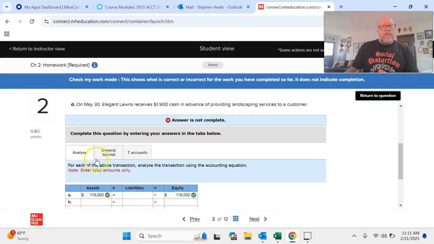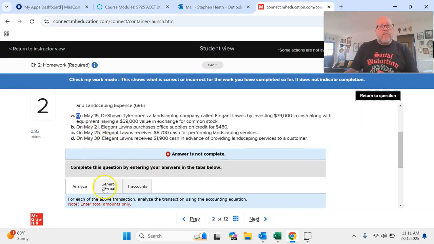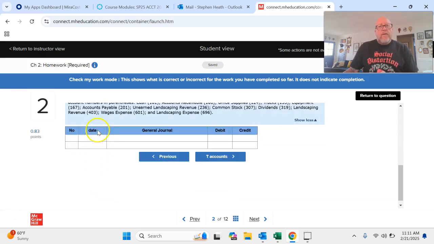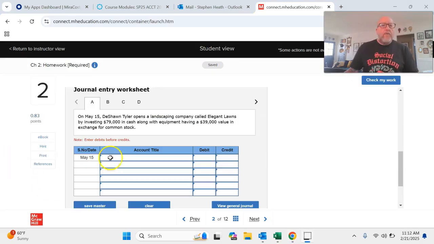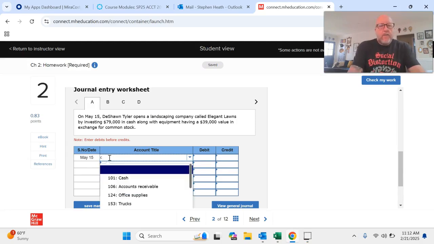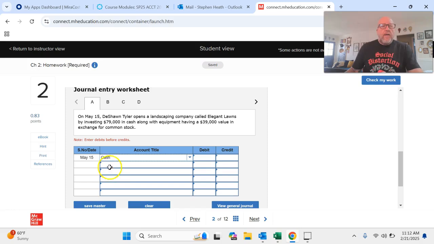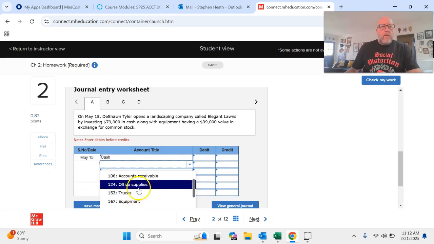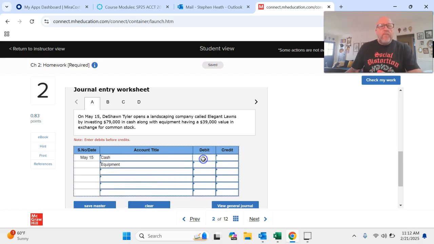Instead of moving on to the rest of the transactions, I'll let you do those, but then we would do the journal entry. We would include the date, and maybe I'm supposed to put A here. So here's our journal entry. I think I would debit cash, account 101, and then I would debit equipment, account 167. The amount of the cash was 79,000.